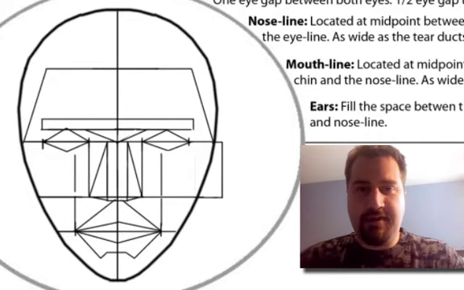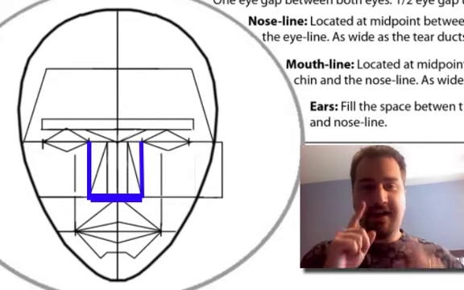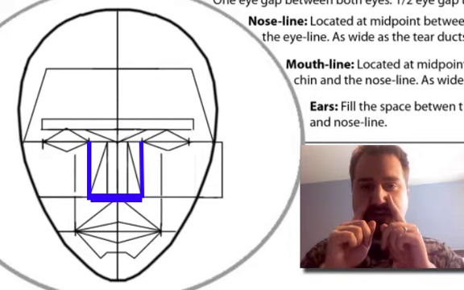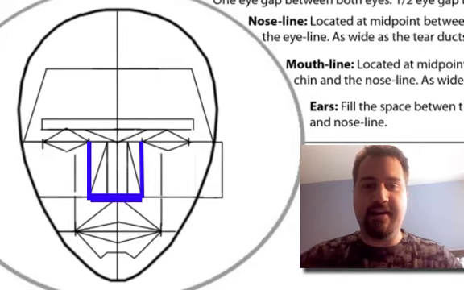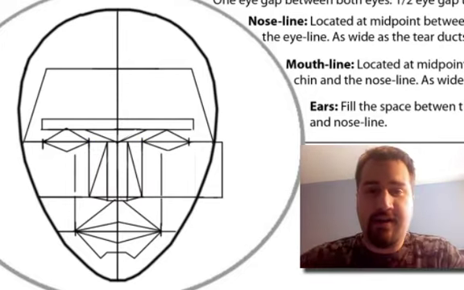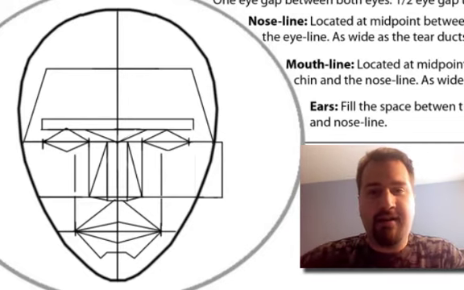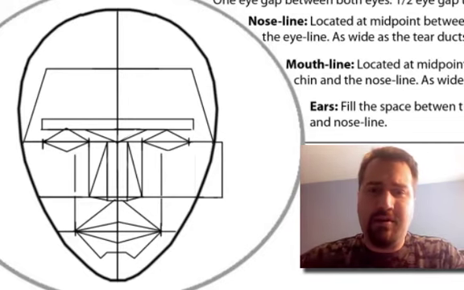Now the nose on people is typically as wide as the distance between the outsides of your nostrils to your tear ducts inside the inner parts of your eye. Now that can vary based on ethnicity and unique features, so be aware of that as you draw it.